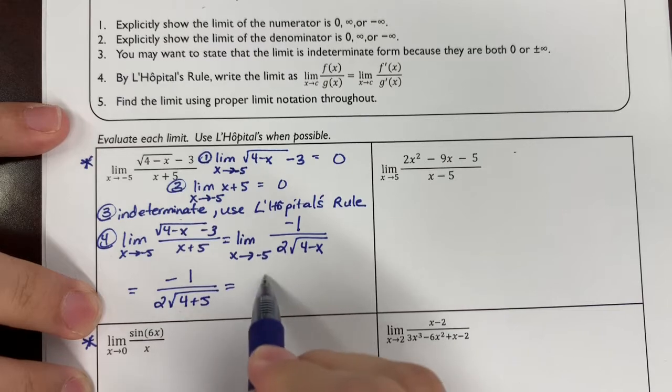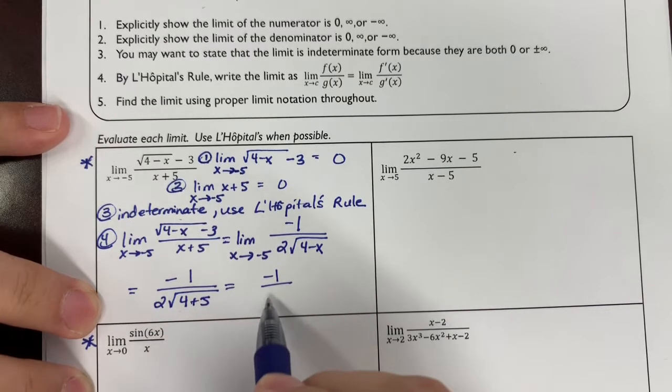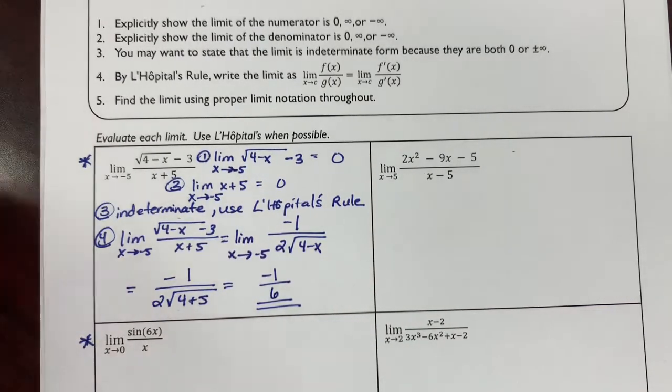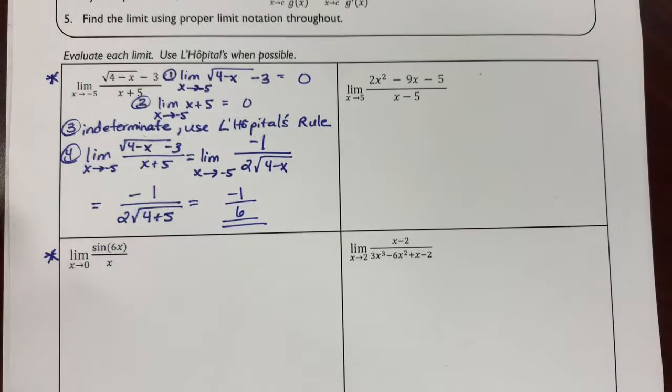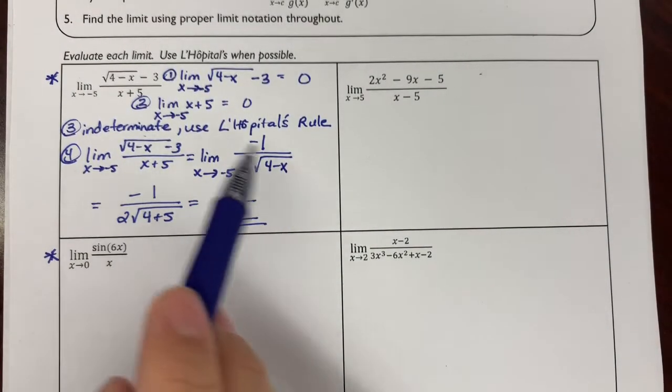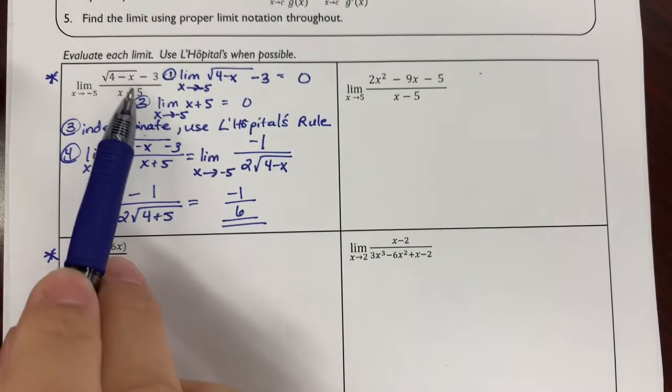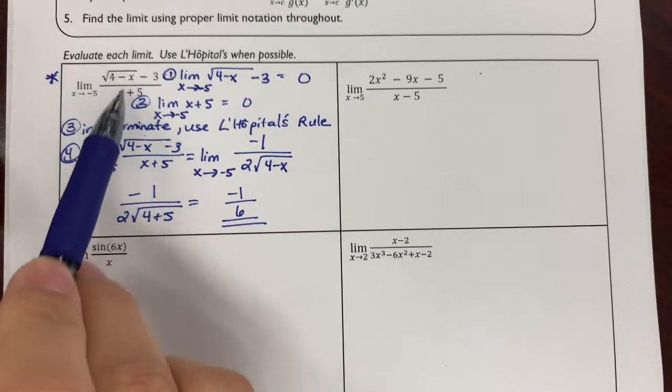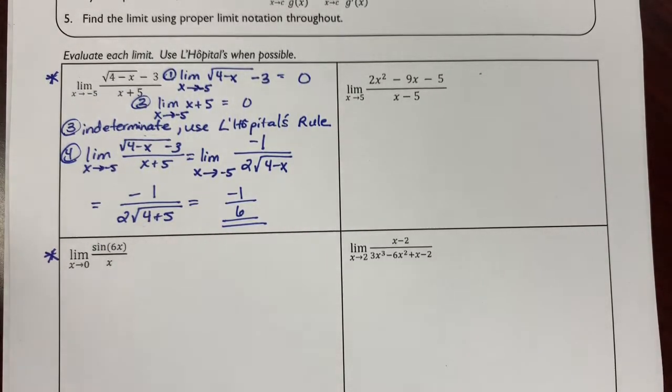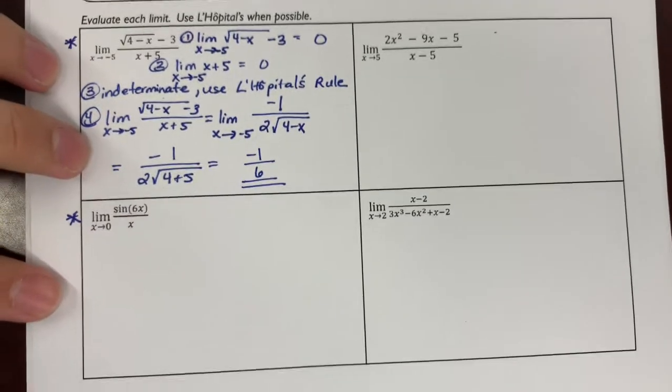So then that'll just end up being -1 over 2 times 3, which is 6. All right. So yeah, we could easily do L'Hopital's rule for this. Some of you might want to rationalize it or multiply it by the conjugate. Either way is fine. But for the purposes of this problem set, I just want you guys to use L'Hopital's rule just to make sure you have an adequate amount of practice.